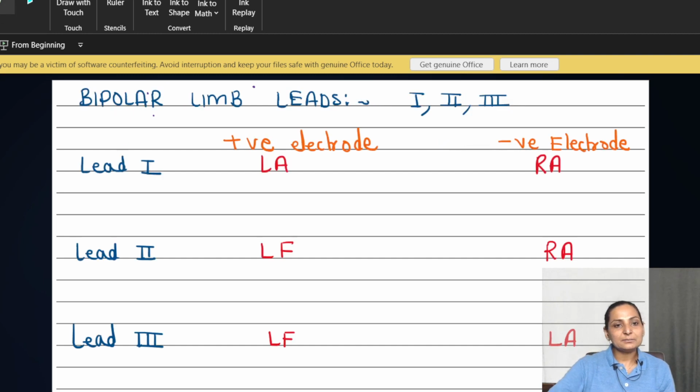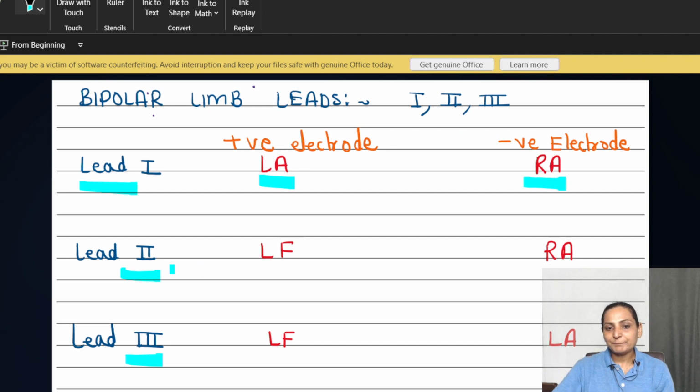And we are getting lead 1, lead 2 and lead 3. In lead 1 the positive electrode is left arm, negative is right arm. Lead 2, left leg and right arm, and lead 3 is our left leg and left arm, right? This has to be known to you, because without knowing this you cannot move ahead with your laws and with the mathematics which you have to understand, right?